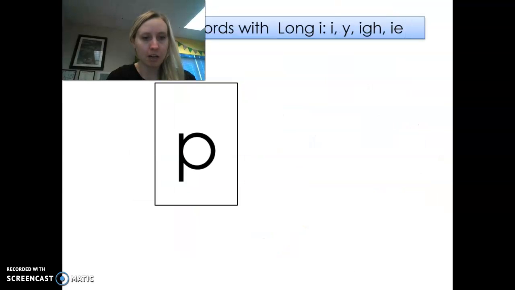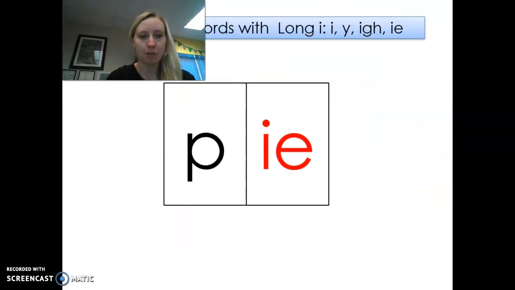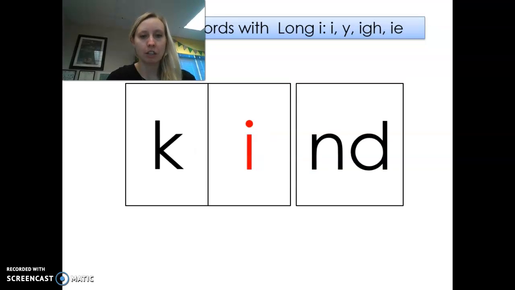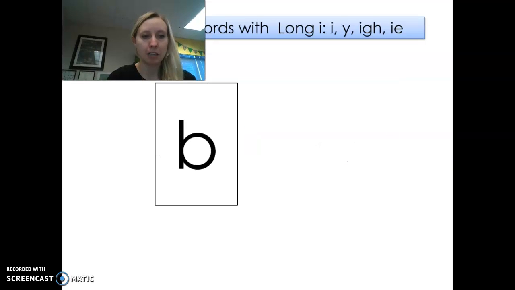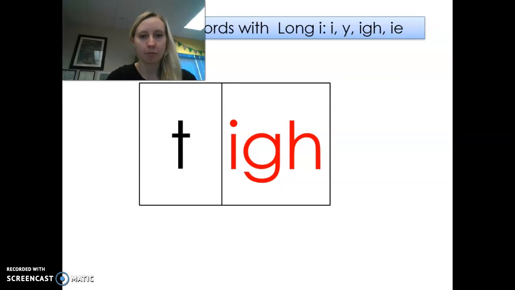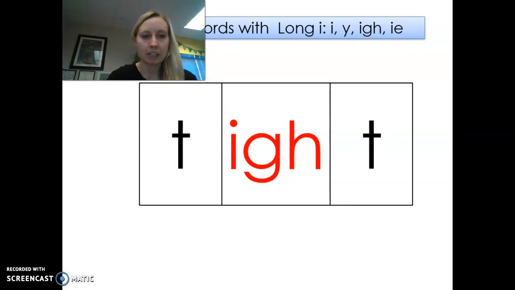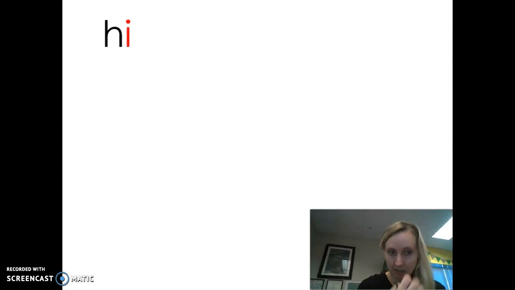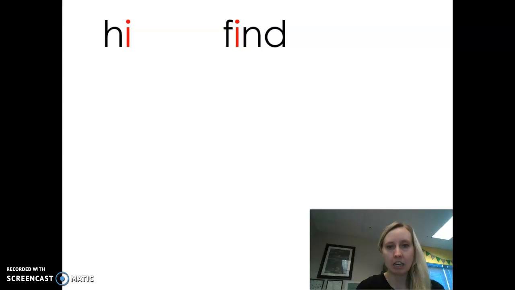Okay, here we go. P, I. Word, pie. Your turn. Word, kind. Together, B, I. Word, buy. Your turn. Word, tight. Okay, here we go. Let's do the first line together. H, I. Word, high. F, I, N, D. Word, find. M, I, N, D. Word, mind. Your turn.